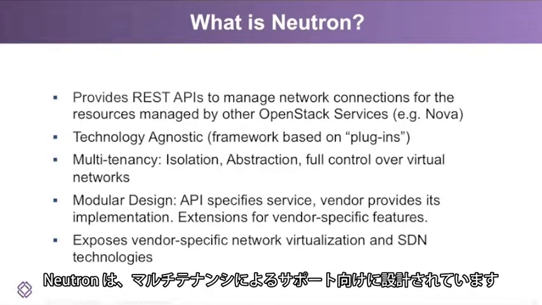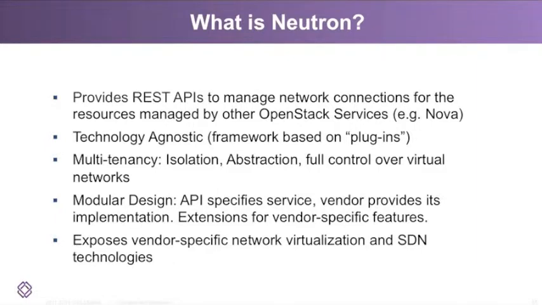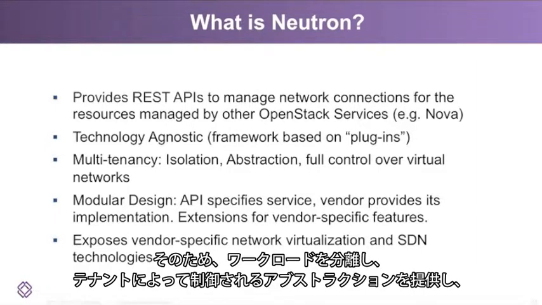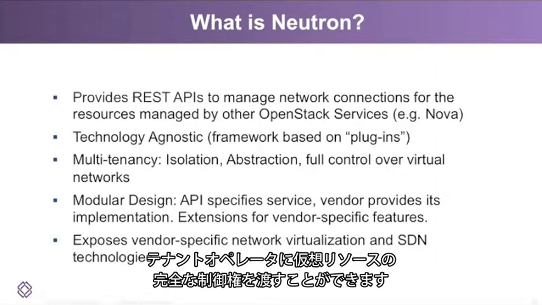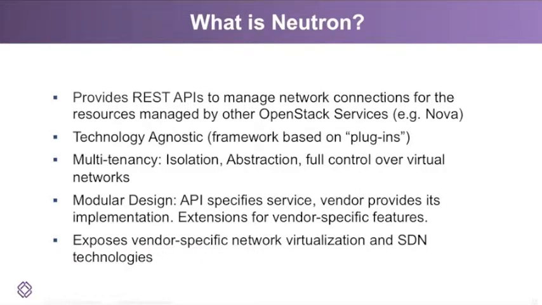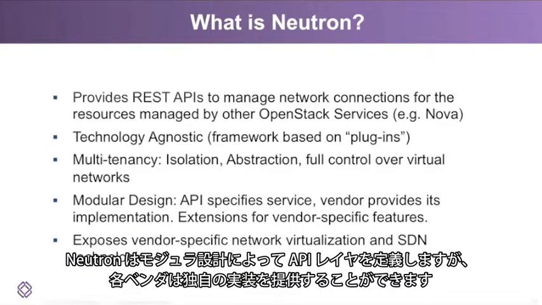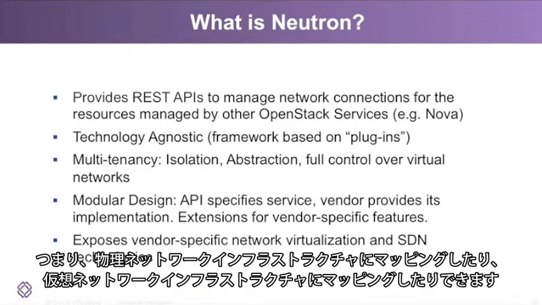Neutron was designed to support thorough multi-tenancy, so the ability to isolate workloads, provide abstractions that are controlled by the tenant, and give full control over the virtual resources to the tenant operator. Through the modular design, Neutron prescribes what the API layer is, but each and every vendor can provide its own implementation, some mapping to a physical network infrastructure, some mapping to a virtual network infrastructure.